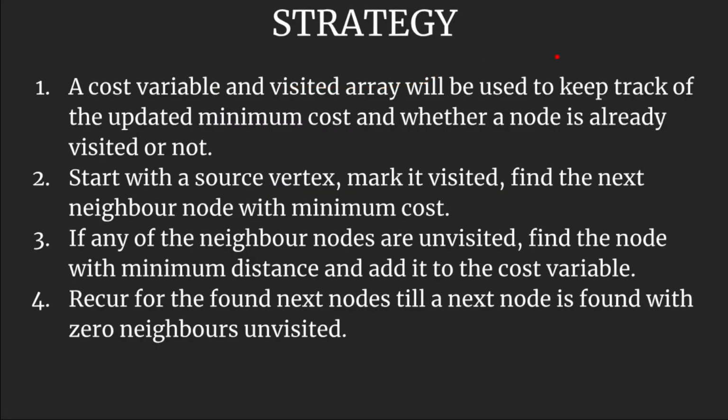We will be maintaining two variables, a cost variable and a visited array. The cost variable will help us keep track of the updated minimum cost, and the visited array will help us keep track of whether a node is already visited or not. We will start with a source vertex, the starting city basically. We will mark it visited and look for the next neighbor node with minimum cost.